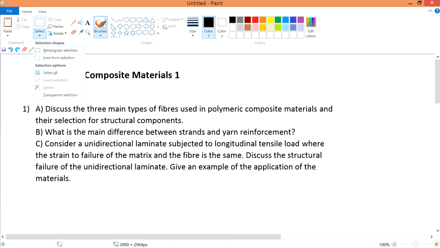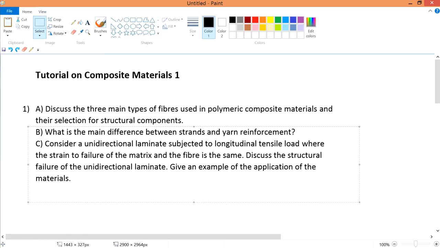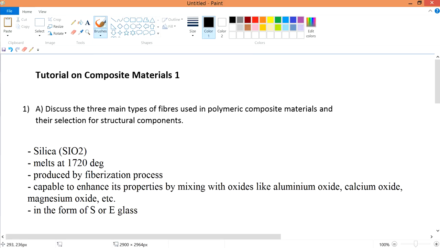As for the rest of parts B and C, I'll move them somewhere else. The thing you should take note of is that it's talking about discussing the three main types of fibers. So it's not just naming. If the question says name the three main types, then you just name. If it says discuss, then you have to discuss everything about the fibers. The first one to discuss is the glass fiber.